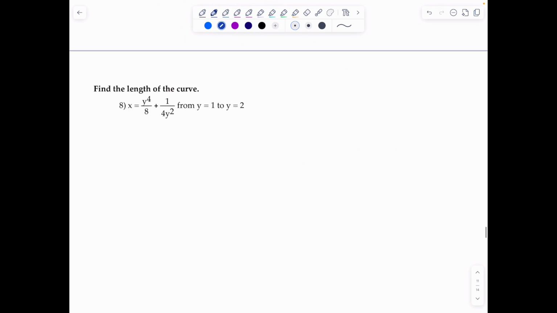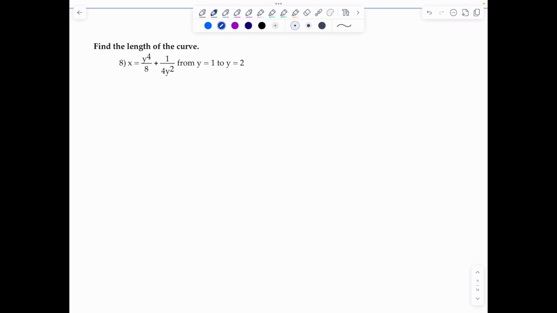Okay, number 8, arc length. Find the length of the curve x equals y to the 4th over 8 plus 1 over 4y squared from y equals 1 to 2. Let's remind ourselves of our arc length formula. Since we have a function of y, the limits are going to be in terms of y, and then the integrand is going to be the square root of 1 plus (dx/dy) squared, and we're going to integrate with respect to y.